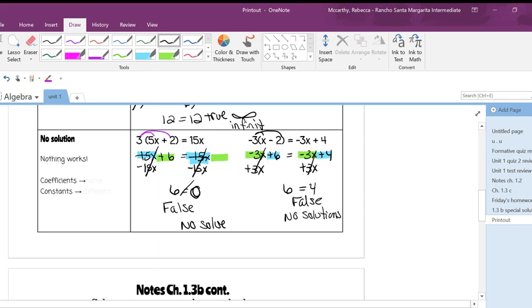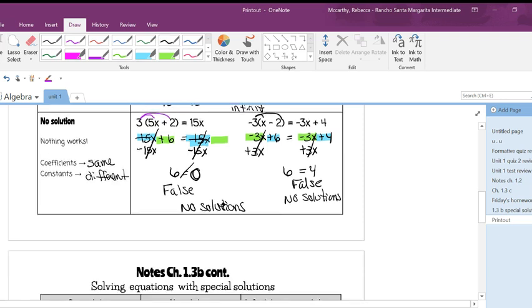Okay, no solutions. So when we're looking at an equation, nothing works when I have no solutions. My coefficients are the same, but my constants are different. Those were real key components, okay?